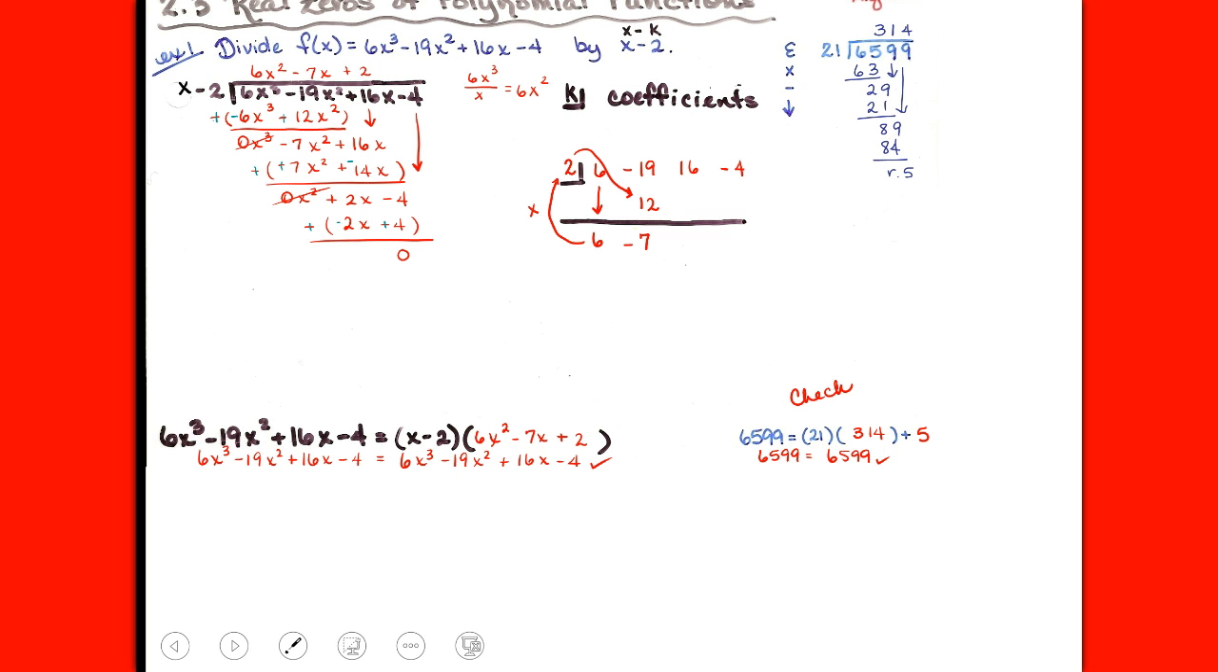Do that exact same thing again. Take the negative 7 and multiply it times the 2, that'll be negative 14, and bring it over to the next column. So now if we combine that column, 16 and negative 14 is going to give us positive 2.